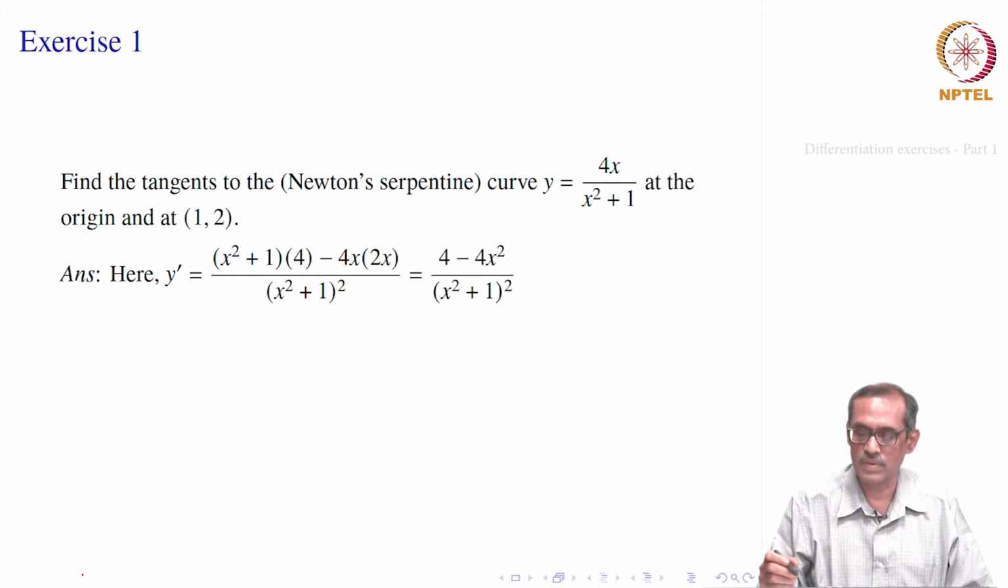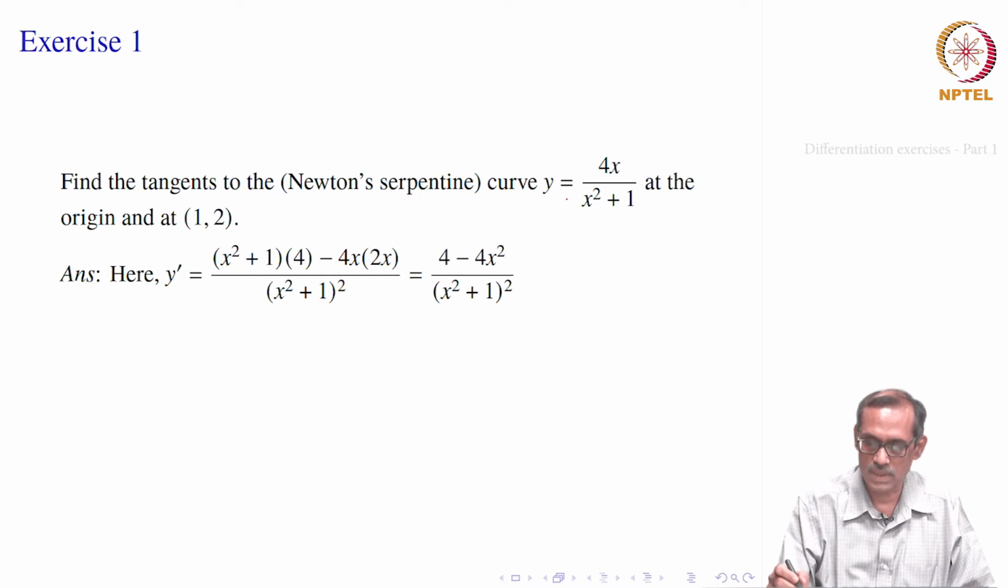So, first we differentiate and evaluate at 0 to get the slope. Similarly, at x equal to 1 to get the slope, and then use the straight line formula that it passes through (1, 2) and having this slope. Okay. So, for differentiation, y equal to 4x divided by x square plus 1 is in the form f of x divided by g of x.